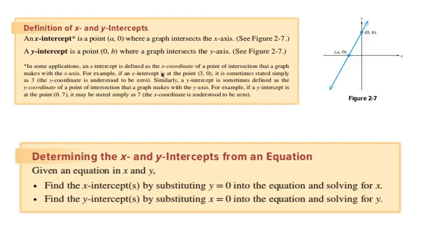Let's look at x-intercepts and y-intercepts. The x-intercept is the place where the line crosses the x-axis, and the y-intercept is the place where the line crosses the y-axis.